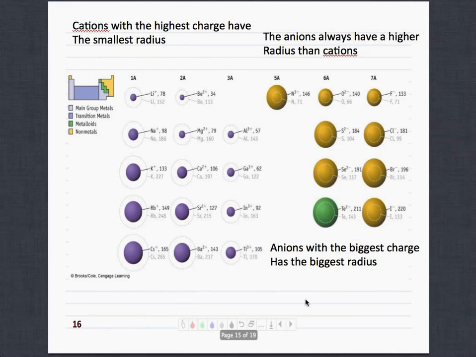Okay? So those are the 4 rules that you have to keep in mind. As you go down the same group, comparing the cations, the radius increases. Cations always have a smaller radius than anions. Anions with a higher charge have a bigger radius.